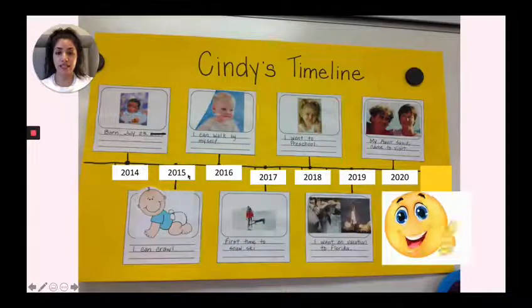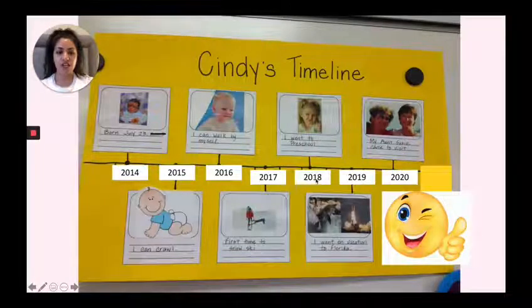A year later, in 2015, she learnt how to crawl. I can crawl. In 2016, she learnt how to walk. I can walk by myself. In 2017, she went on a holiday, she went to ski. So her first time to snow ski, because she went skiing.